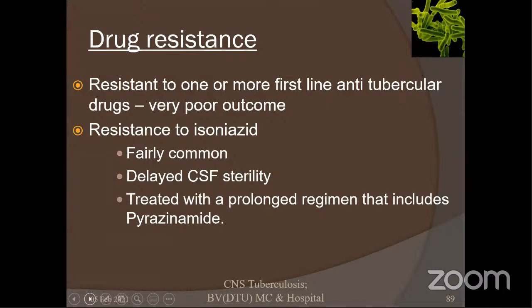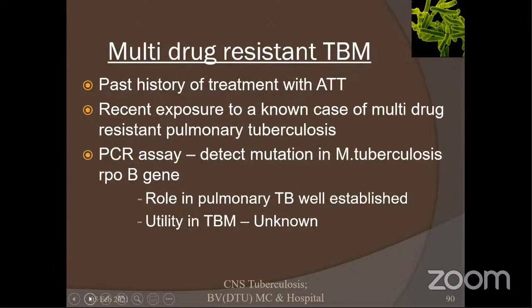Resistance to one or more first line anti-tubercular drugs is seen nowadays, and that results in a very poor outcome. Resistance to isoniazid is fairly common, with delayed stages of sterility. So we have to treat with a prolonged regime that includes pyrazinamide. In fact, we started treating with pyrazinamide for more than about 9 months in our cases of tubercular meningitis. Multi-drug resistant TBM: if there is a past history of treatment with ATT, you suspect it. If there is a recent exposure to a known case of multi-drug resistant pulmonary tuberculosis, you suspect multi-drug resistant TBM.